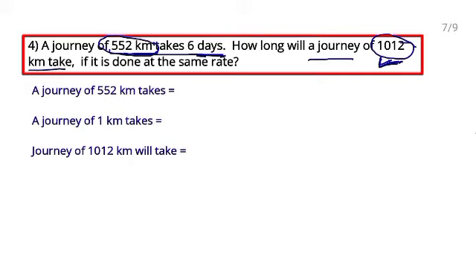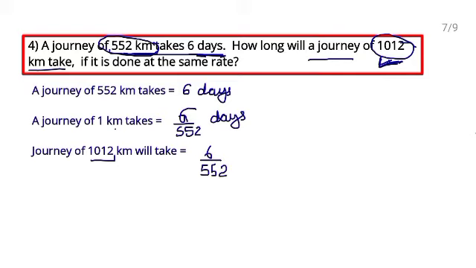Okay, so a journey of 552 kilometers takes 6 days. Right? Now for 1 kilometer it will be 6 upon 552 days. This is of 1 kilometer, but they are asking for 1012 kilometers. So multiply the time taken in 1 kilometer by the total distance. Okay, 1012 days. Now simply solve it.